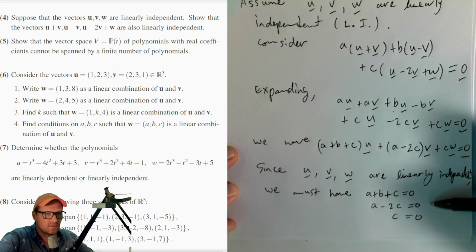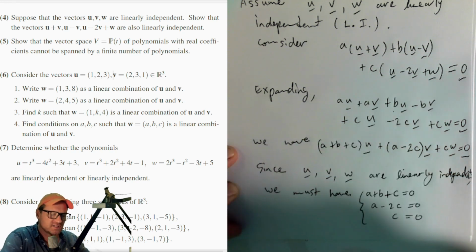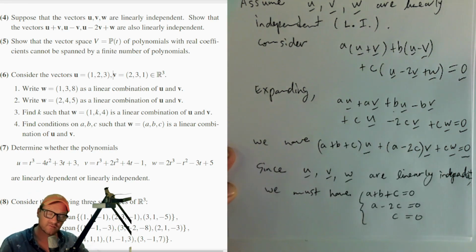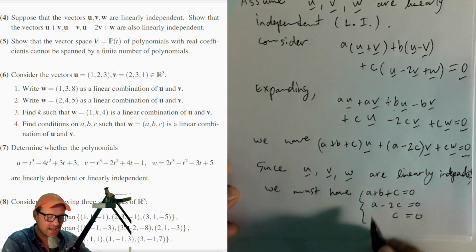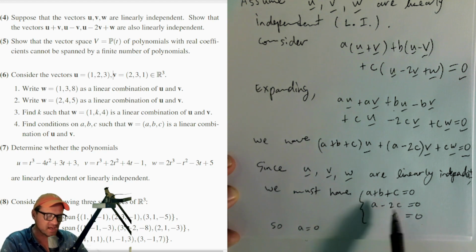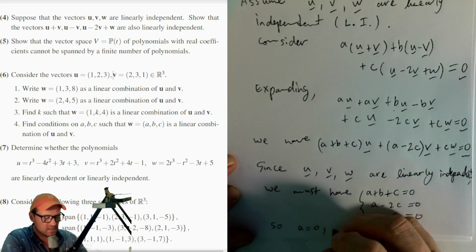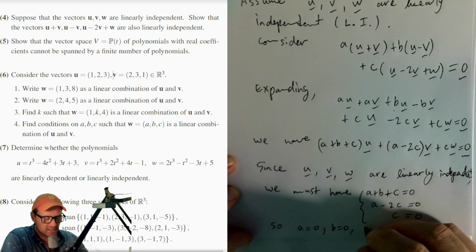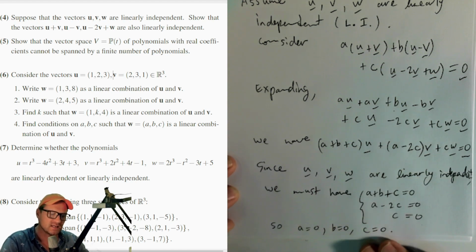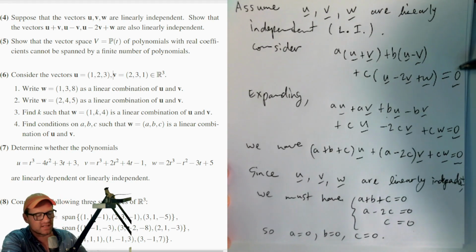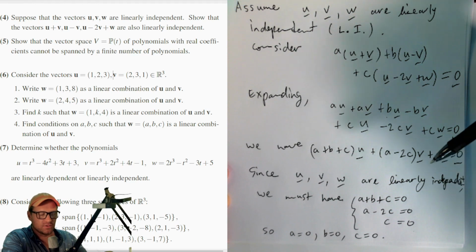Okay, so now let's solve this system of simultaneous equations for a, b, and c. Clearly c is 0 from the bottom line. So that tells us that a has to be 0. And if both a and c are 0, then b is 0 as well. And of course, c is 0. So we know now that a, b, and c are 0 if we have this equation, assuming that u, v, and w are linearly independent.